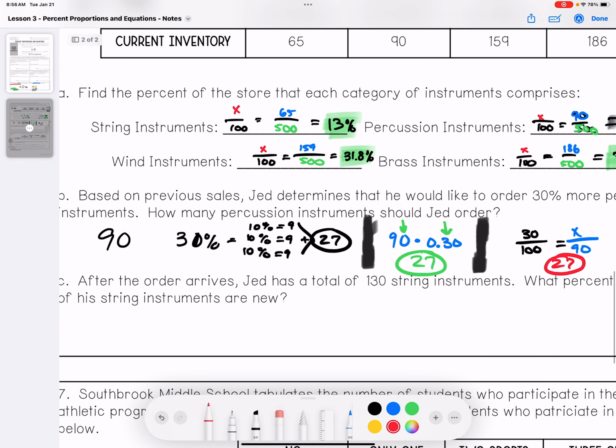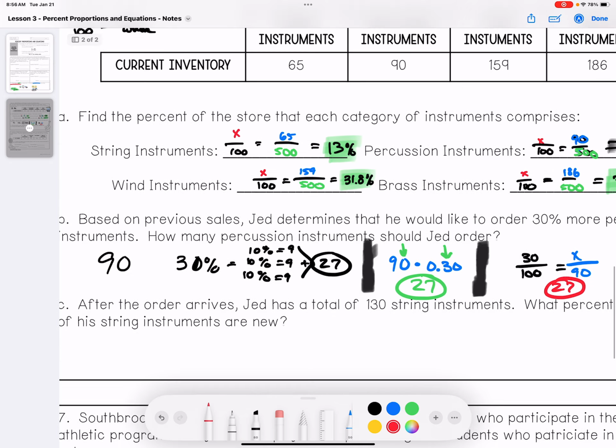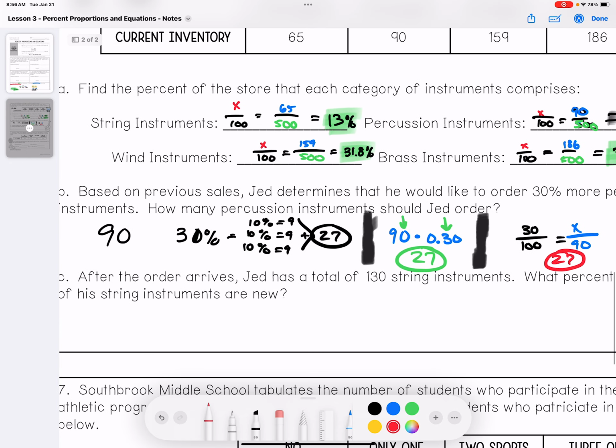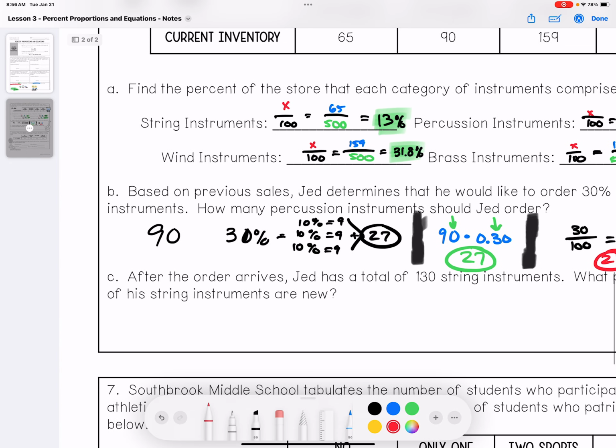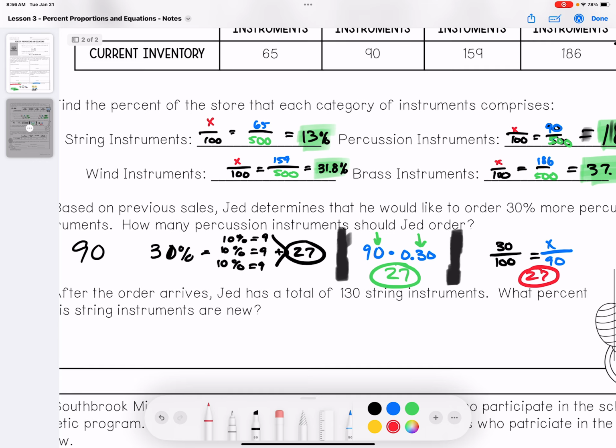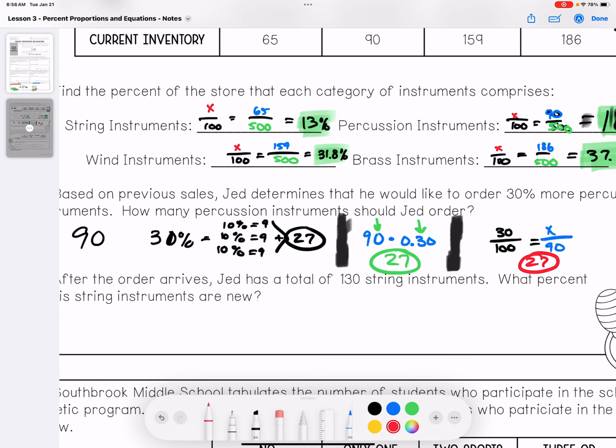Number C. After the order arrives, Jed has a total of 130 string instruments. What percent of his string instruments are new? So we're looking for what? We're looking for the percent.